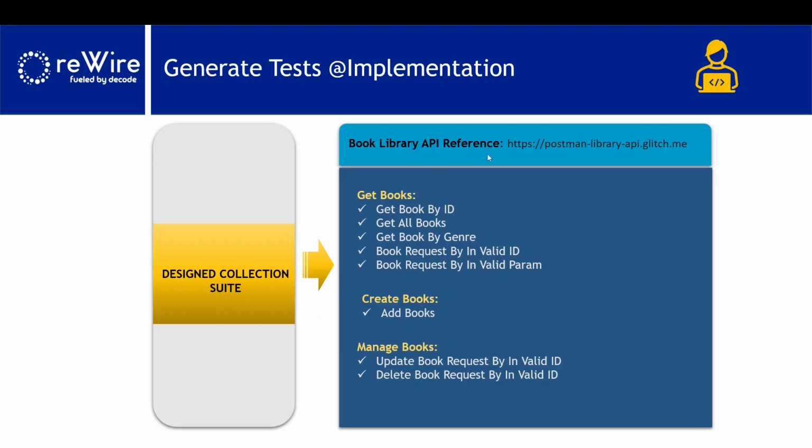This is the library that I have taken from the Postman collection. That is a public API that is available, at postman-library.glitch.me. This is the actual base URL, and the primary function of this particular API is just about a books library.